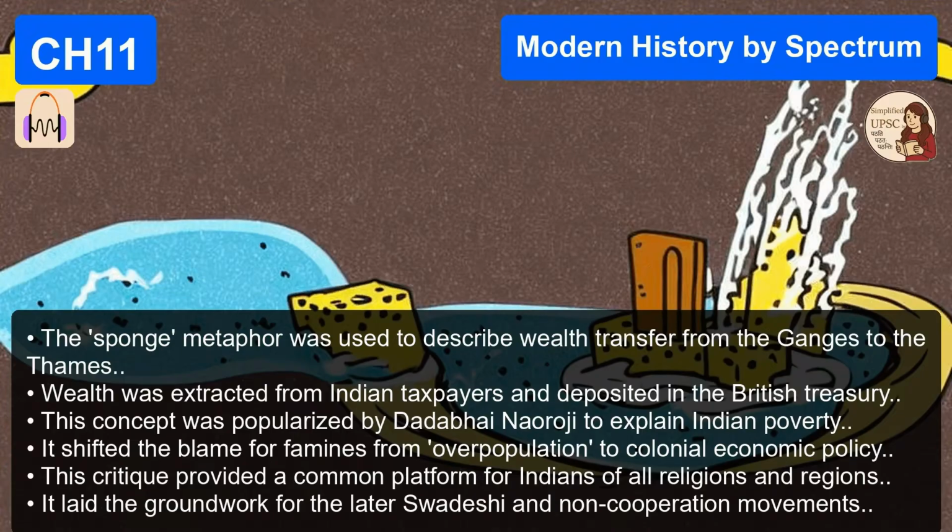The 1892 Act, was that considered a victory for the moderates? A very, very partial victory. It did increase the number of additional members in the central and provincial councils, and for the first time, members could actually ask questions of the executive and discuss the budget.